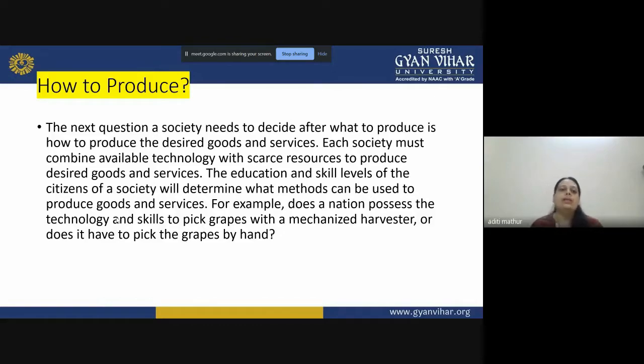The education and skill level of the citizens of the society will determine what methods can be used to produce goods and services. For example, does a nation possess the technology and skills to pick grapes with a mechanized harvester, or does it have to pick the grapes by hand? So let's take an example that you are the owner of a farm where grapes are grown, right? Now you have a decision whether you will have a mechanized harvester which will pick all the good quality grapes, or you will employ a few laborers who will check the grapes and select the best quality ones, and the grapes which are not good can be plucked and thrown, or used as manure, or recycled for other purposes, right? That has to be decided by the owner, because both options have their own cost.